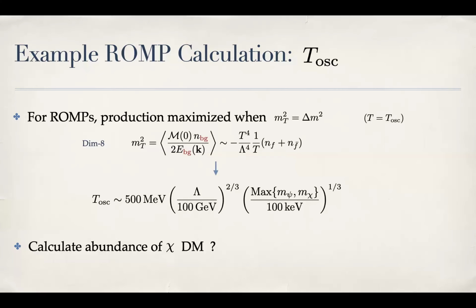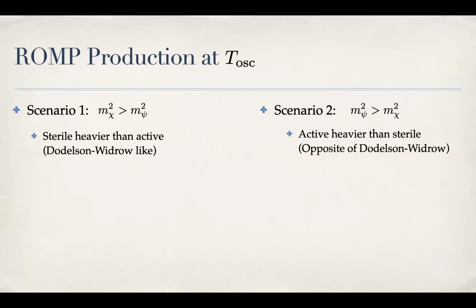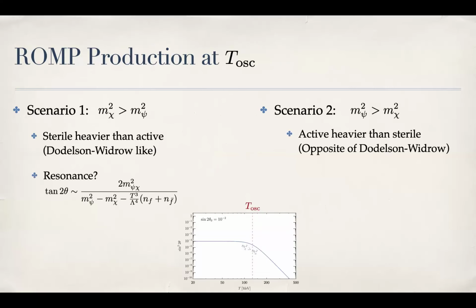And now we know what T_OSC is. Let's go ahead and calculate this abundance of chi dark matter. And we have these two very simple scenarios: when m_chi squared is heavier than m_psi squared, and when it's opposite, okay? So the first case is your Dodelson-Widrow-like case, where your sterile state is heavier than your active state. And then this opposite case is not Dodelson-Widrow-like, okay? Again, this goes back to whether we have a resonance or not.